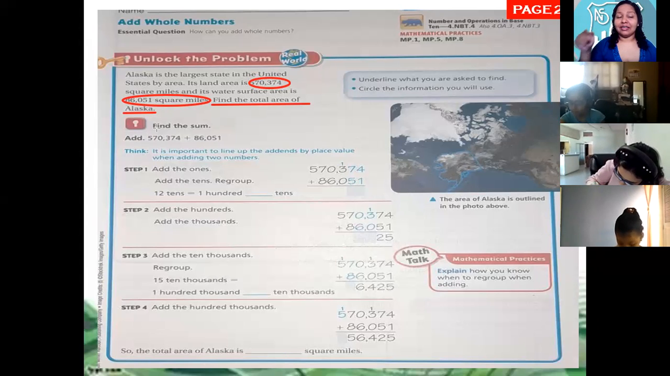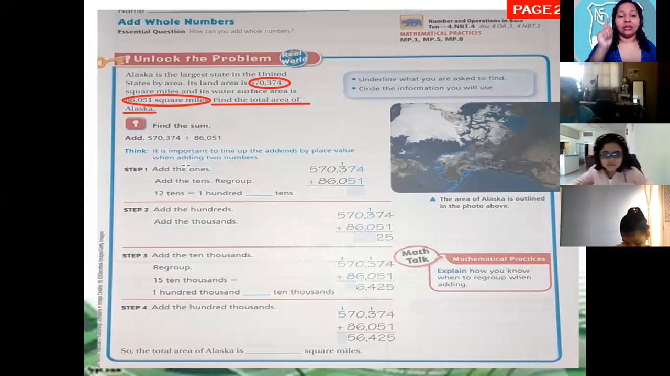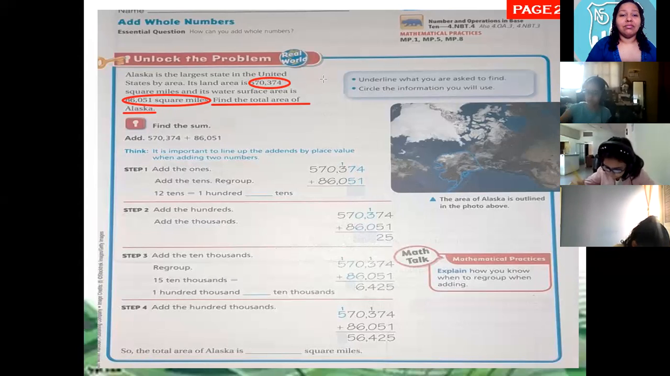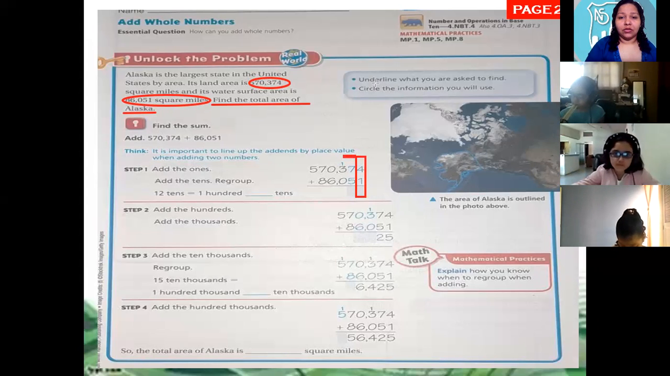570,374 plus 86,051. So it is important to line up the addends by place value when adding the numbers. If you see over there, it is important that we line it up. You see? If I start making some squares, you can see that they have to be in order. You see? Because they are not in a mess.